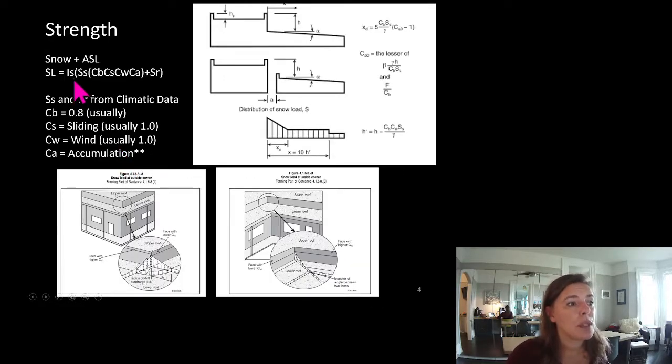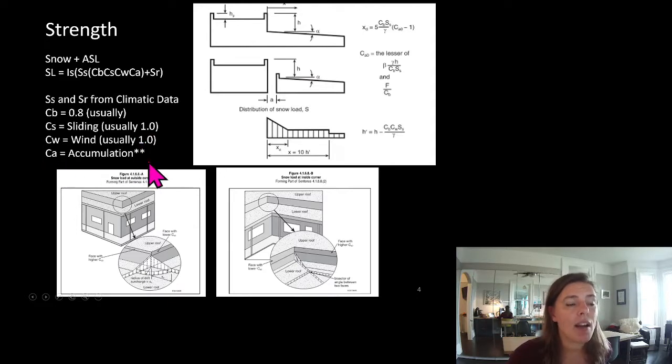Snow loads. We would be very worried about ASL, or thinking about ASL snow loads, in our design of our canopies quite often. So for snow load, we have our importance factor, our climatic snow value, and our factors: CB, our roof factor, is 0.8. CS is sliding, which is probably going to be 0. CW is going to be 1 for sliding and 1 for wind.